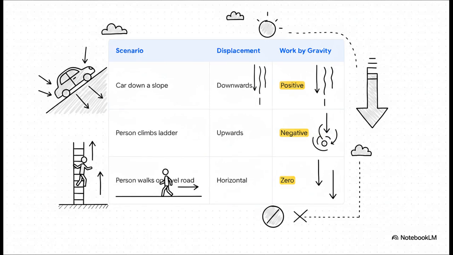Okay, this table right here is basically a cheat sheet for a really common type of exam question. Let's break it down. When something moves down in the same direction as gravity, like a car rolling down a hill, the work done by gravity is positive. Makes sense, right? Gravity's helping it along. But when you move up against gravity, like climbing a ladder, the work done is negative. You're fighting gravity. And here's the one that catches people. If you're just walking on a flat, level road, your vertical height isn't changing, so the work done by gravity is a big, fat zero.